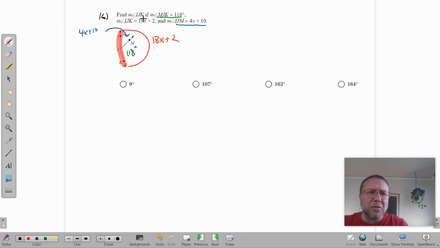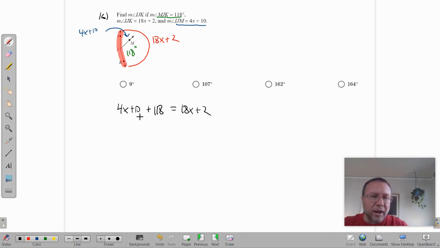So you've noticed me saying it out loud several times. I'm reading it to myself, just making sure that I'm getting the right angle, because this is a crucial part. All right, so the part is 4x plus 10 plus the other part, which is 118, equals the whole thing, which is 18x plus 2. Hopefully now this is the easy part, right? Solving the equation hopefully is the easy part. The setting up of the equation can be the tricky part.